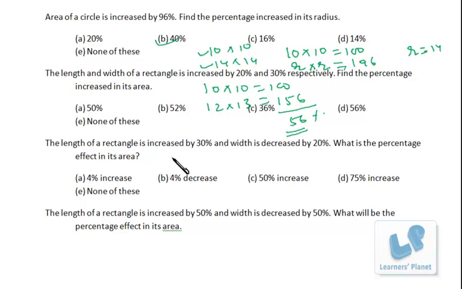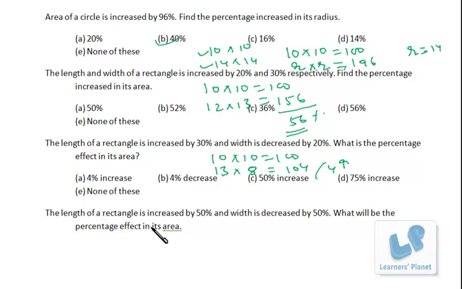Okay, it's very simple. The length of a rectangle is increased by 30% and width is decreased by 20%. What is the percentage effect? Further, 10 into 10, 100. Length is increased by 30%, that is 13. Width is decreased by 20%, that is 8. That is, 20% we are decreasing from 10. So 13 into 8, 104. So it's 4% increase. Okay, quite simple.